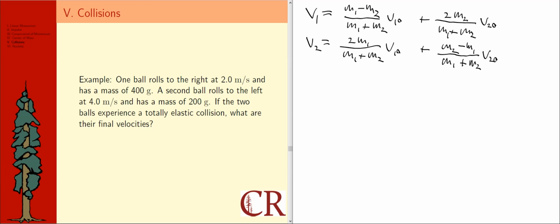One ball rolls to the right at 2 meters per second and has a mass of 400 grams. A second ball rolls to the left at 4 meters per second and has a mass of 200 grams. If the two balls experience a totally elastic collision, what are their final velocities?